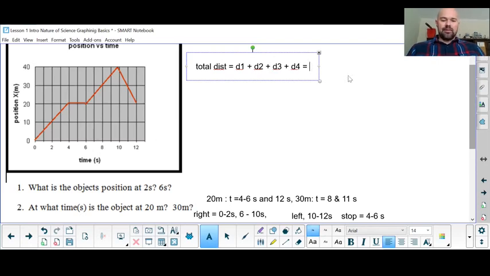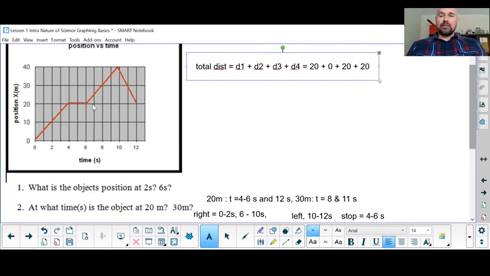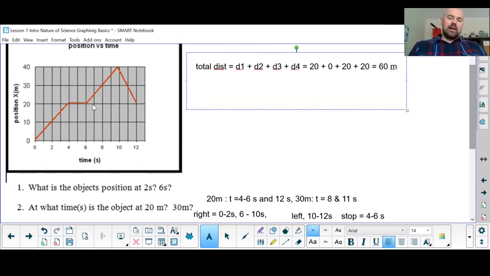So if I was writing this out, D1, I think it's 20 because I go 20 here. Then it's nothing because I stopped. I stayed at 20. Then it's another 20 from 6 to 10 seconds. And then finally, there's another 20 from 10 to 12. So if I add up 20 plus 0 plus 20 plus 20, I get 60 meters total. That is the total distance.